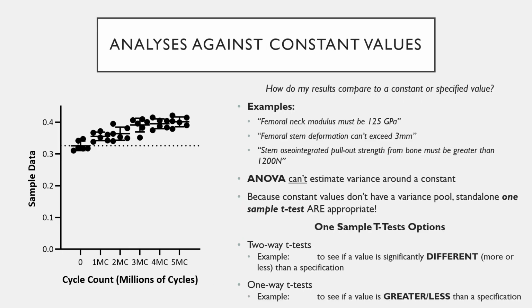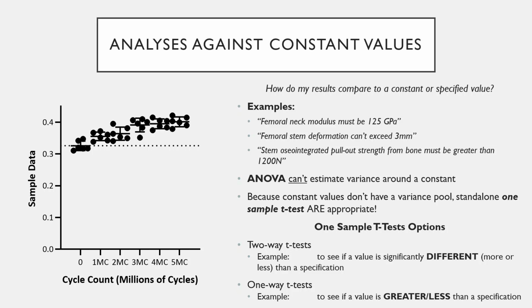Now, another option is if you want to compare your results with a constant or a specific value, meaning you might have a certain product specification. The femoral neck needs to have a modulus greater than 125 gigapascals. The femoral stem's deformation can't exceed 3 millimeters. I'm doing an osseointegration pullout strength test, and the maximum pullout strength of that integration needs to be greater than 1200 newtons. Those are all not comparisons of two different groups, but comparison of one group to a specified value.